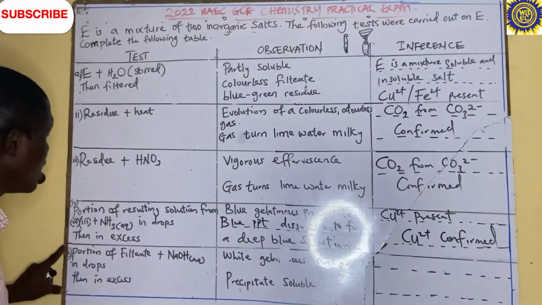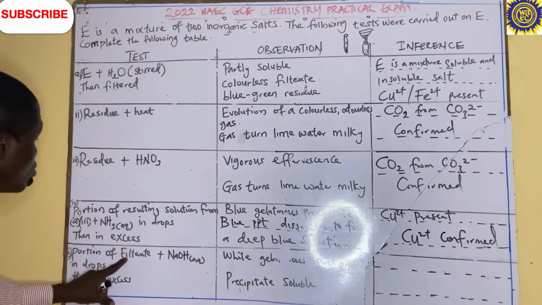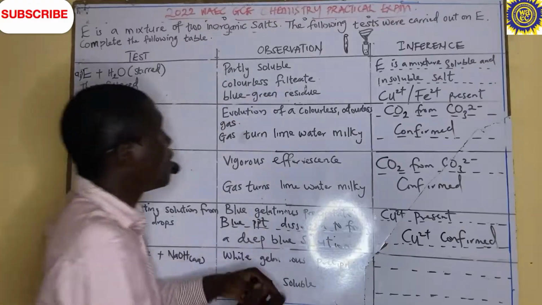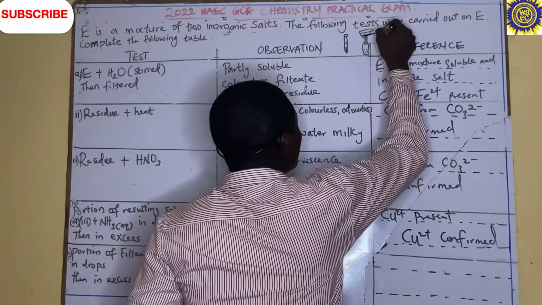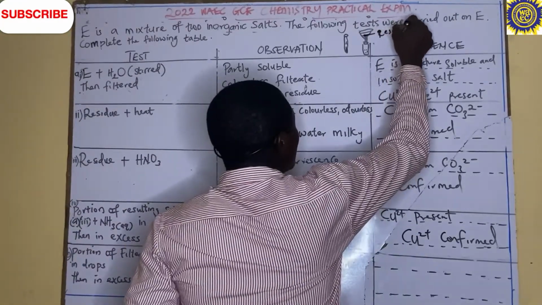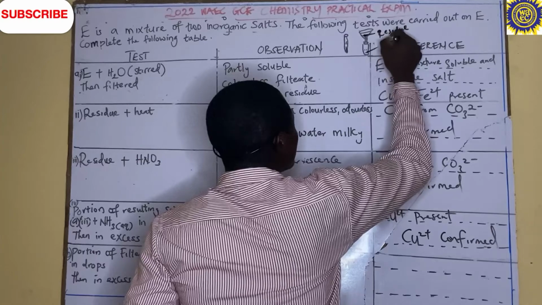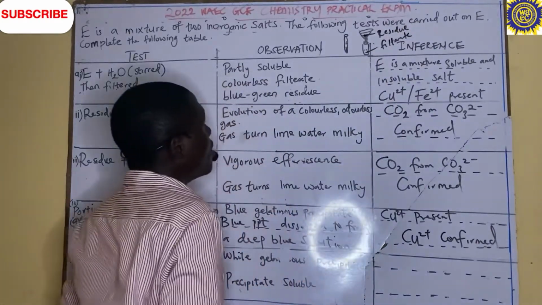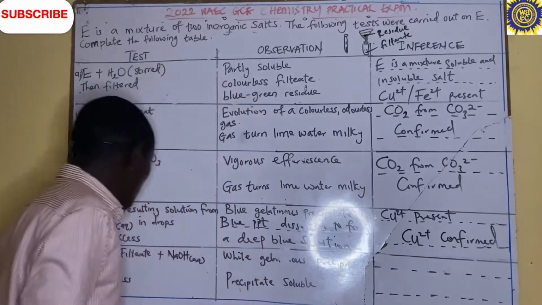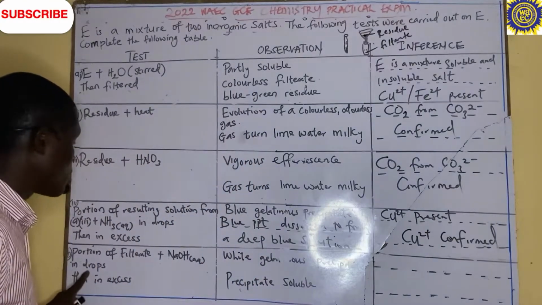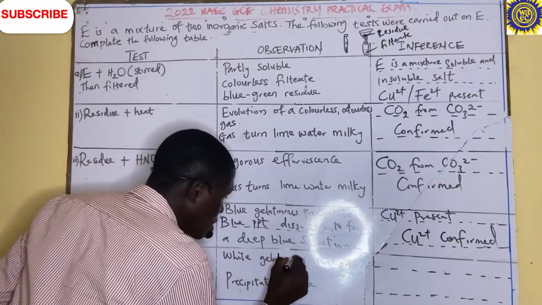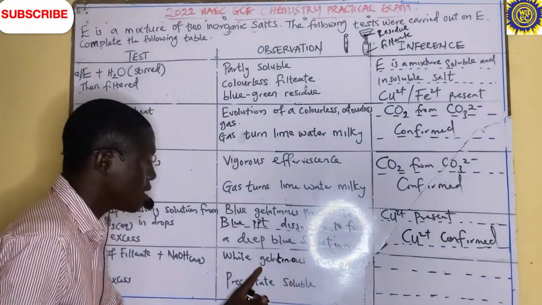Now the portion here is the portion of the filtrate plus sodium hydroxide. Now the filtrate obtained with, now I told you that this is going to be the residue, and this one is going to be the filtrate. Now, portion of the filtrate plus sodium hydroxide in drops. Now, what do we have? We have white gelatinous precipitate.